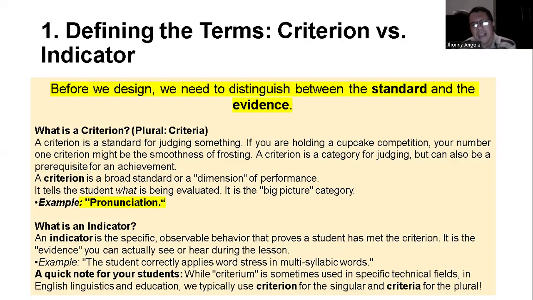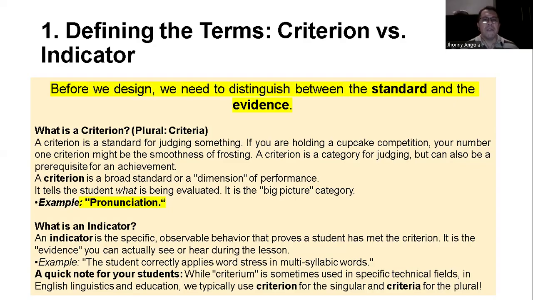Yes, in this case we're working with pronunciation. We can work with other kinds of criteria. For example, we can work with grammar, accuracy, coherence, cohesion, punctuation. Those criteria depend on what kind of ability of English you are going to assess. Example: the student correctly applies word stress in multisyllabic words.